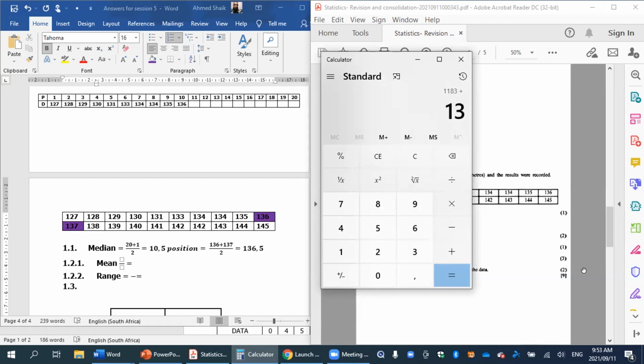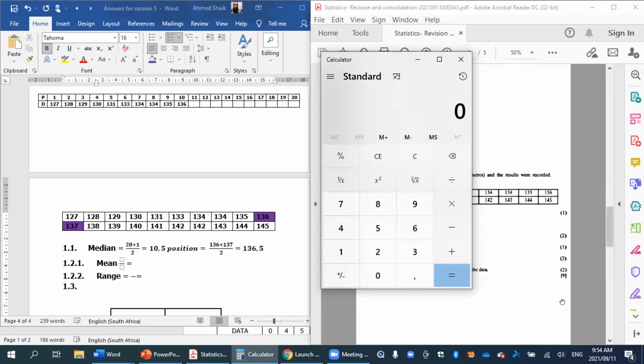136 plus 137 138 plus 139 plus 140 plus 141 142 plus 142 plus 143 plus 144 plus 145. Okay, let's just do that one more time to make sure that we have the correct answer.